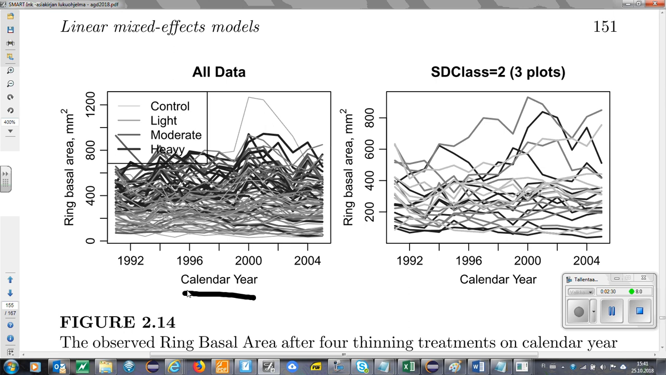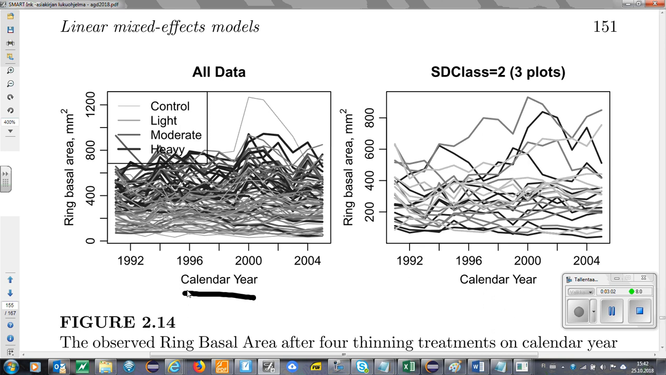Now we know that in a certain calendar year, all trees are under the same climatic or weather conditions. If we have a summer with high precipitation and warm weather, then all trees are growing better. This is because these plots are from a quite small area, so the weather conditions can be thought of as similar for all trees in a certain year.